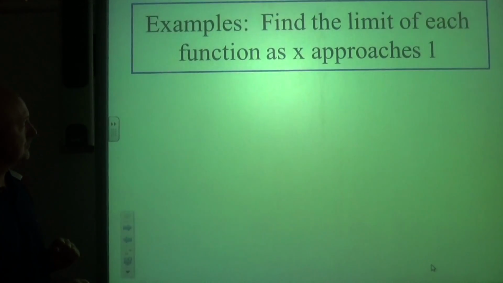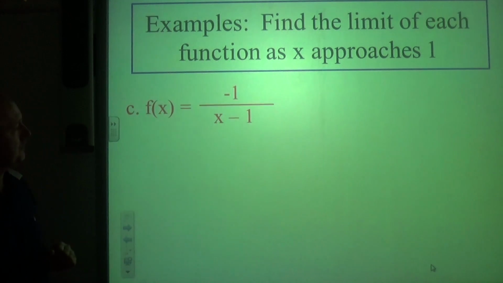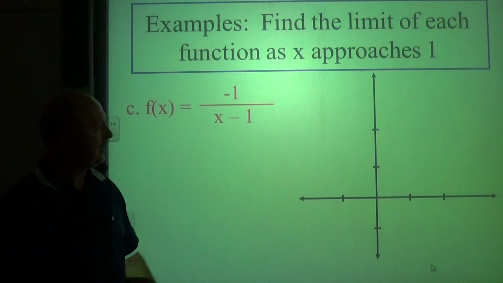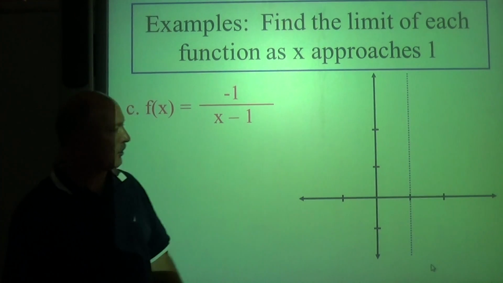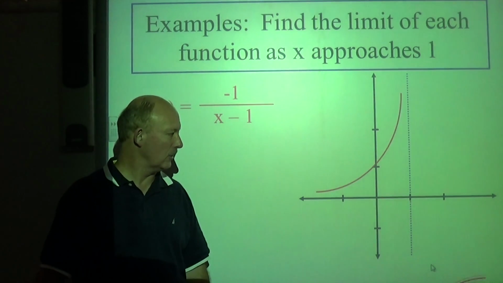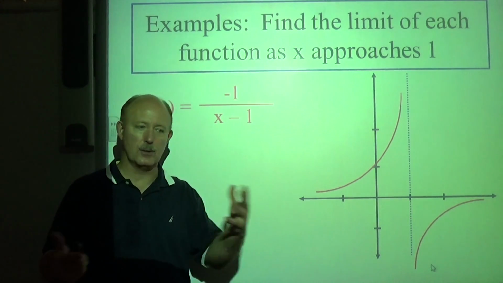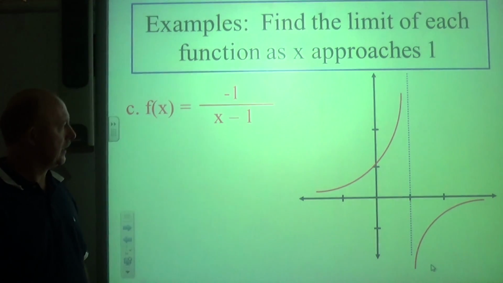Let's try another one. Find the limit, once again, as x approaches 1 of negative 1 over x minus 1. You look at this graph. Once again, we have a vertical asymptote at positive 1. Let's put our vertical asymptote in and take a look at our graph. Now, this is just a PowerPoint graph. If you do it on your calculator, it'll look very similar to this, but maybe a little bit different.